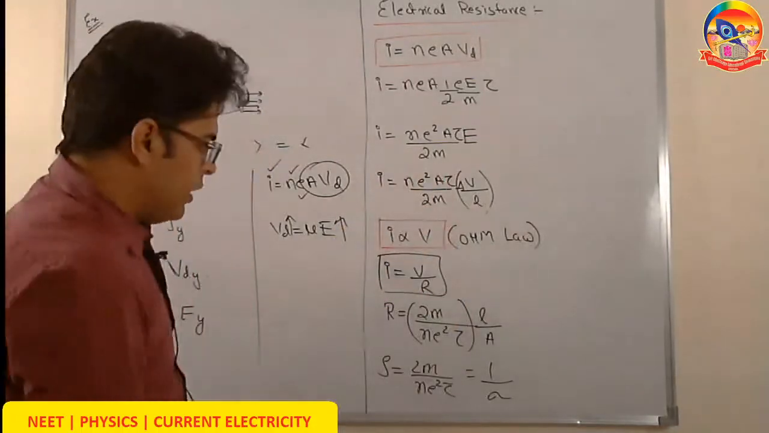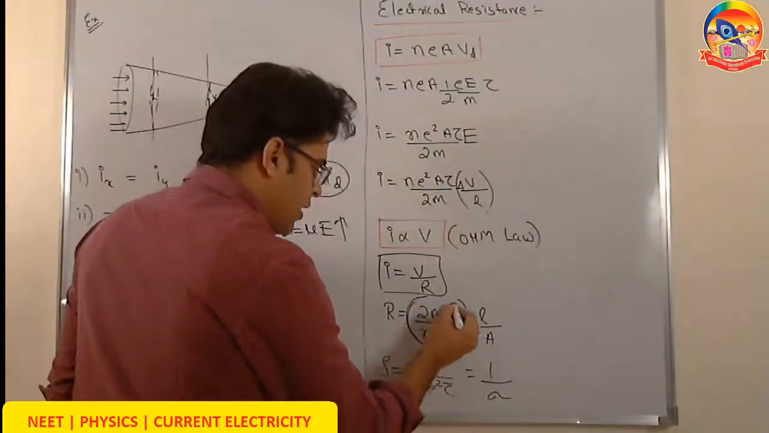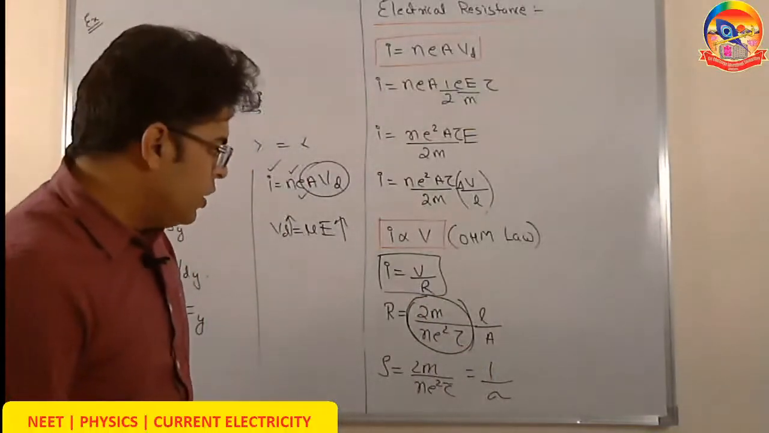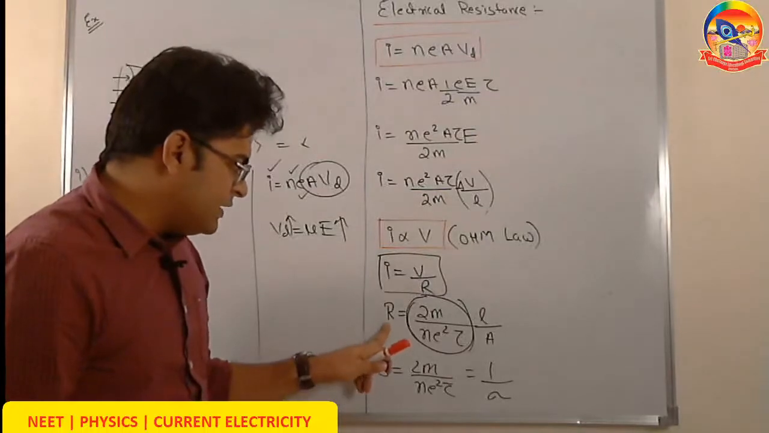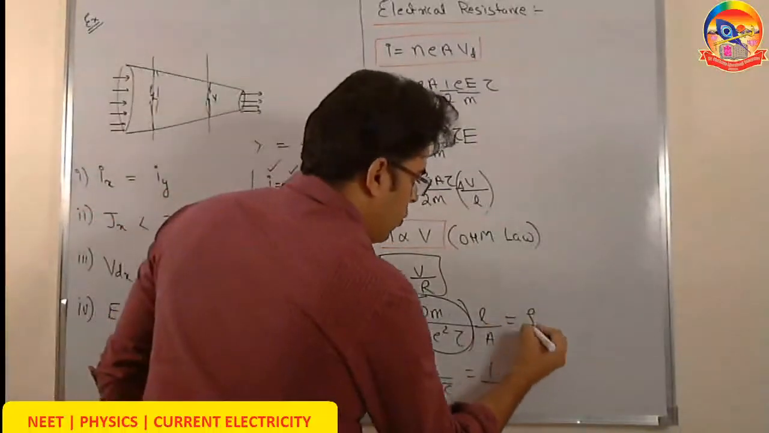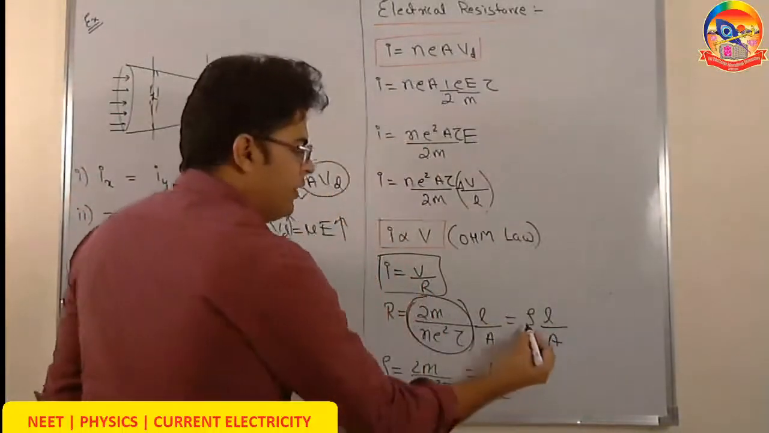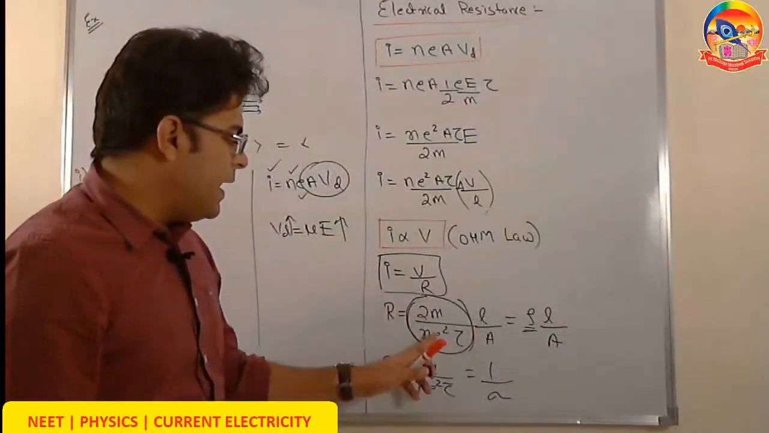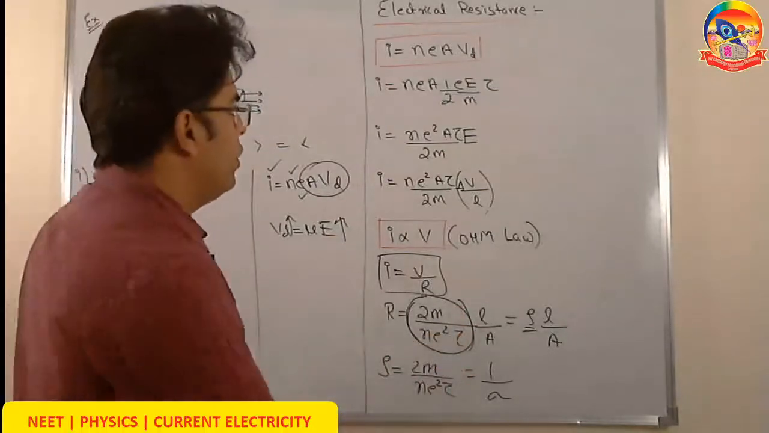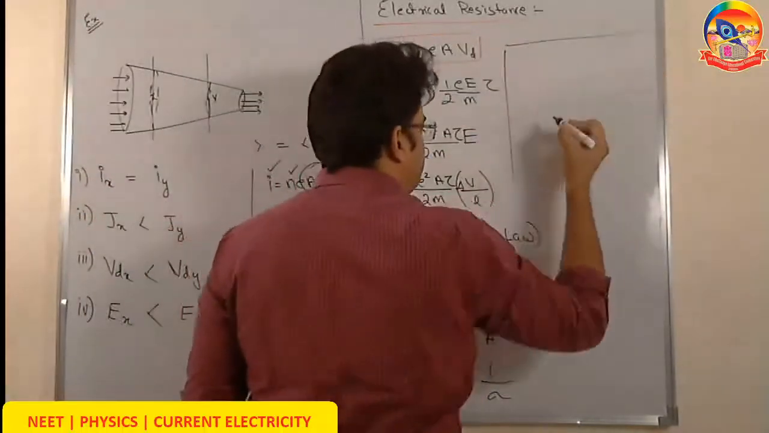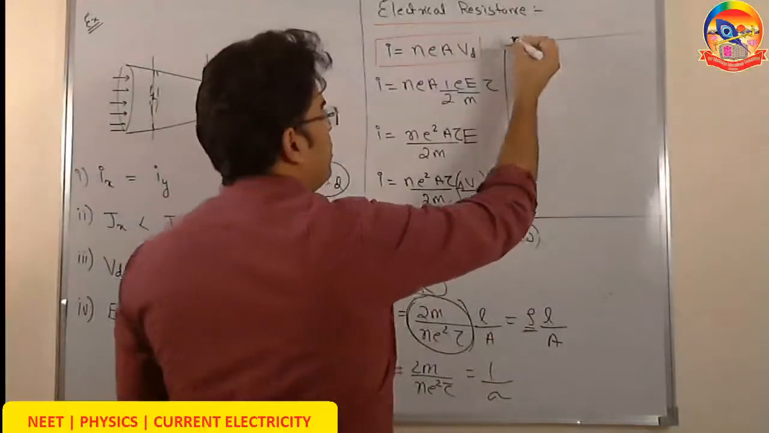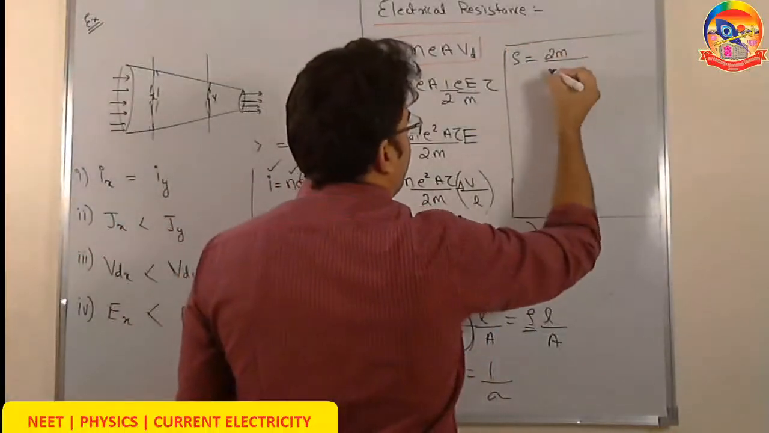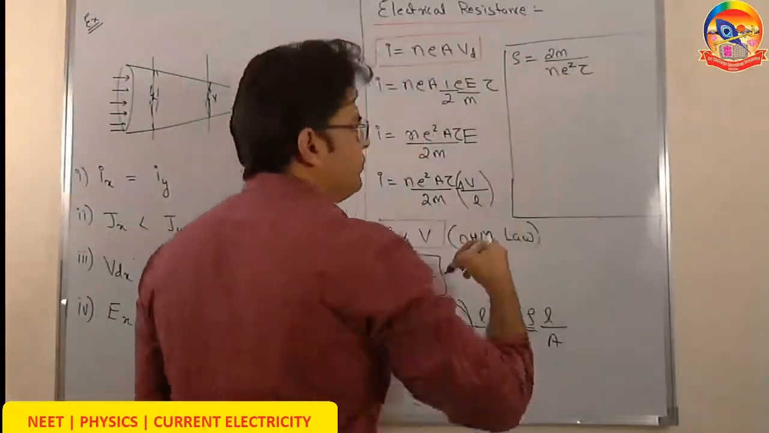Now this whole quantity is a constant for a material at a given temperature. So we again write resistance as rho L by A, where this quantity rho is called resistivity, which is equal to 2m by n e squared tau. So now, focusing on this part, resistivity equals 2m by n e squared tau.